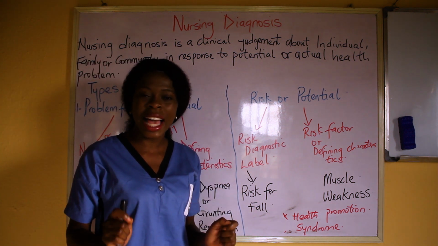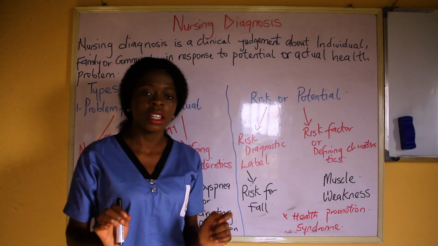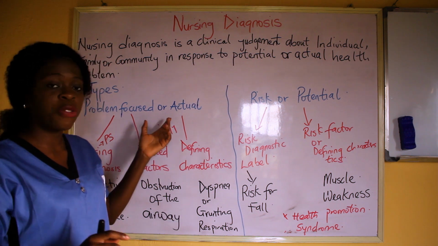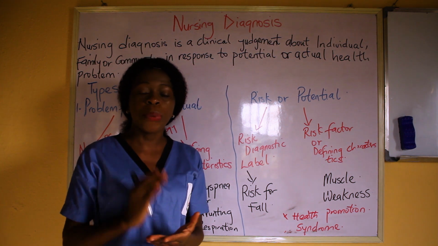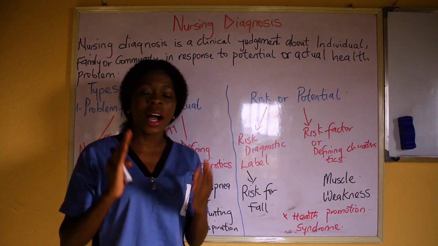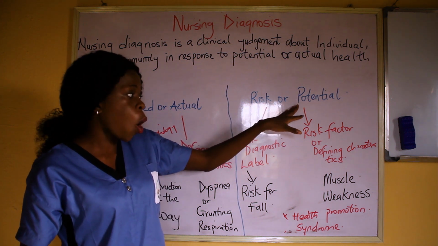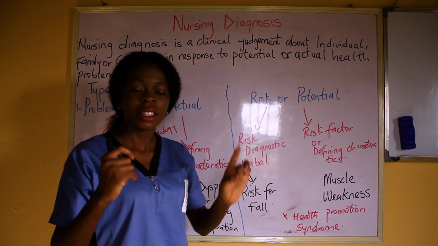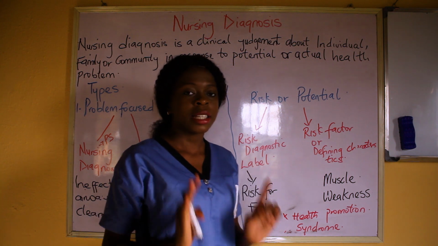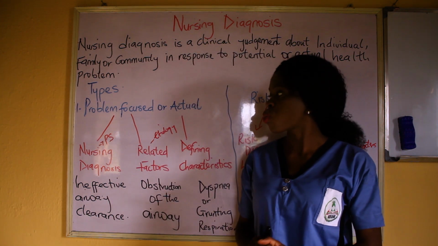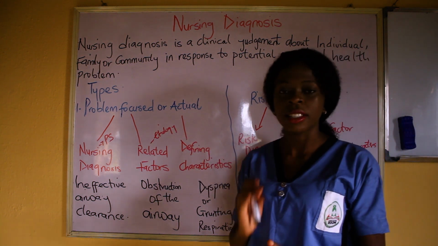Then that takes us to the types of nursing diagnosis. We have two types of nursing diagnosis. The first one is problem focused or actual nursing diagnosis. The second is the risk or potential nursing diagnosis. Let's begin with the first one, which is the problem focused or actual nursing diagnosis.